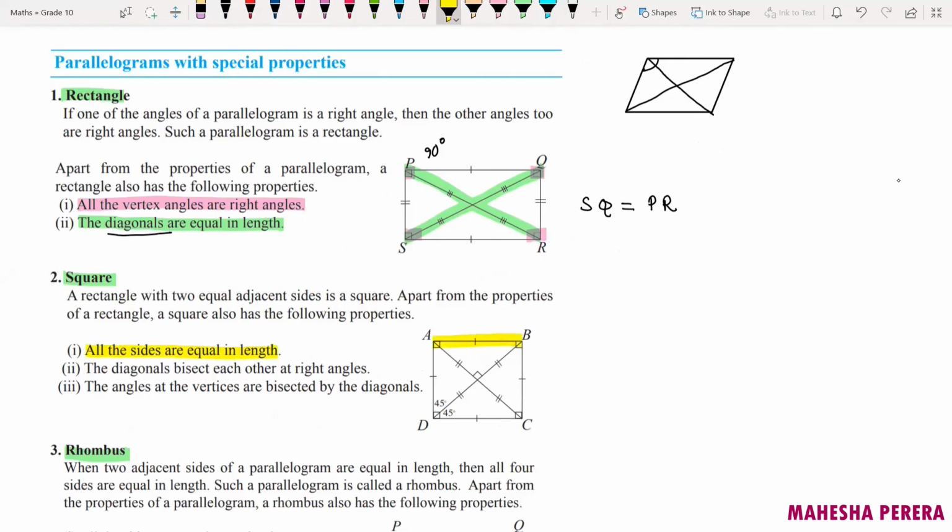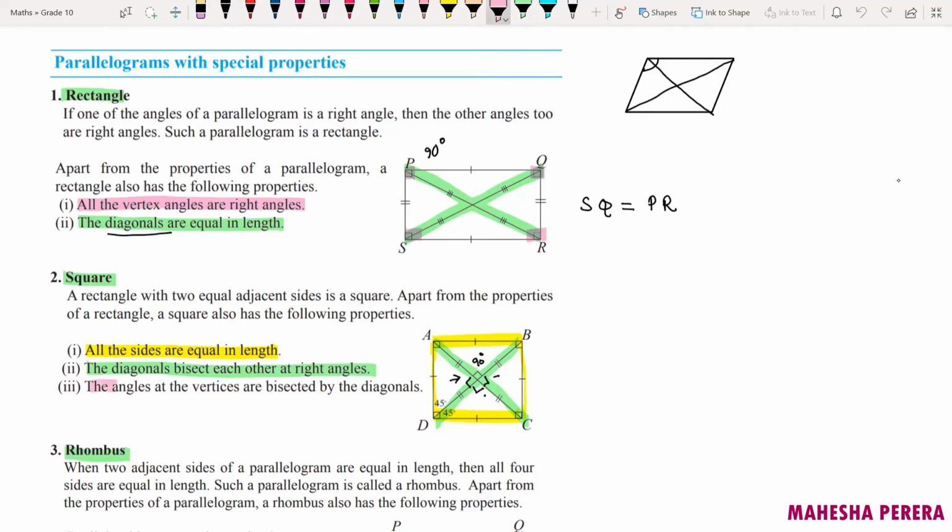All the sides are equal in length, right? And then the diagonals bisect each other at right angles. Right, that means now these are the two diagonals. So at this intersecting point, right angles are formed. Right? So here 90 degrees, here also 90 degrees, here also 90 degrees, and here also 90 degrees. So the diagonals bisect each other at right angles, right?